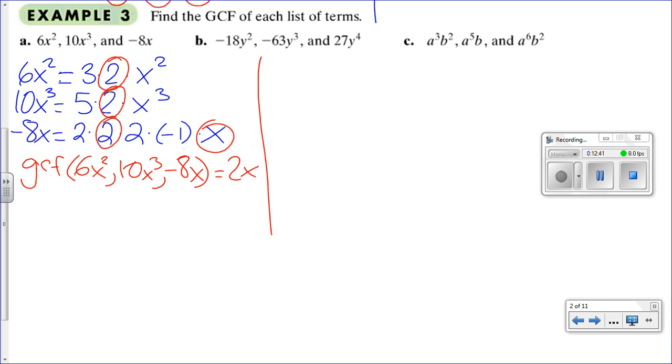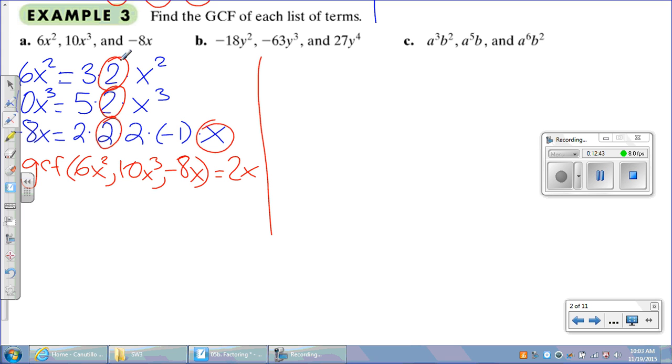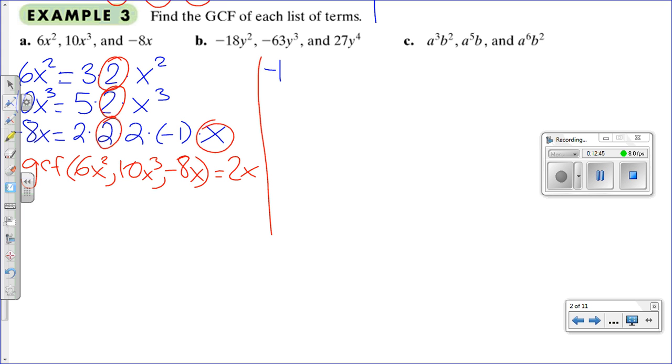All right, now let's look at the next example. We have negative 18y squared. So here I'm just going to factor out the negative 1 first, and then we will have 3 times 3 times 2, because 3 times 3 is 9 times 2, that's 18. And we have y squared.